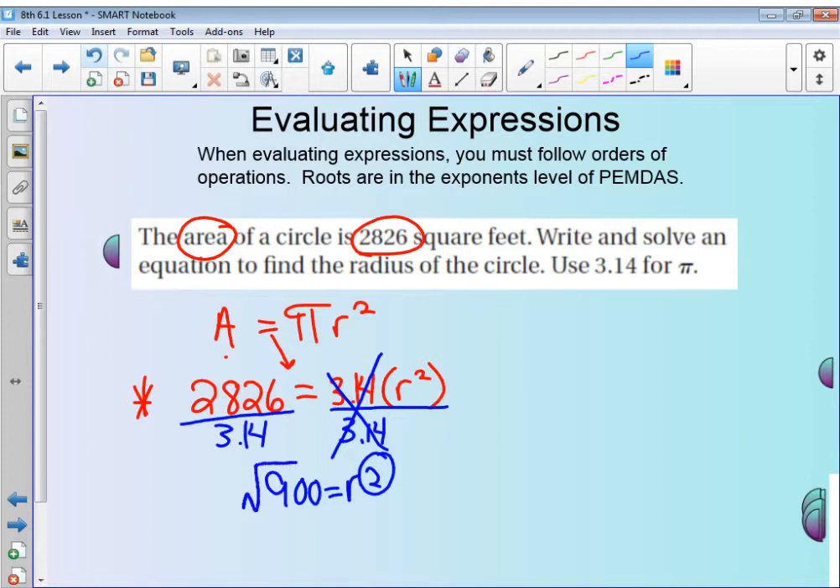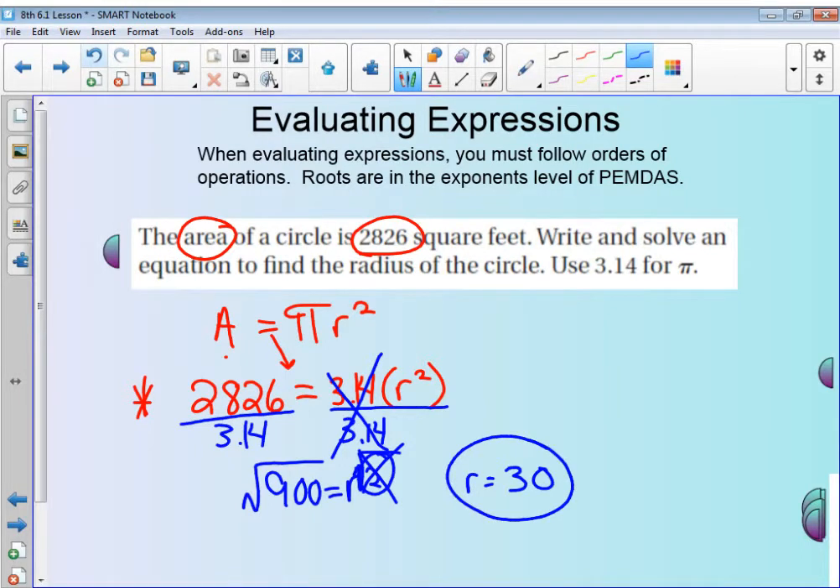So to find my final answer, I want to find the square root, because really to do this, I'm square rooting to get rid of that squared. So then I'm going to square root on the other side. So the square root of 900 is 30. So I just found out that r, the radius, equals 30.